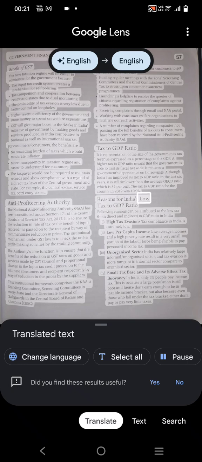Reasons for India's low tax to GDP ratio. The following reasons can be attributed to the low tax, both direct and indirect, to GDP ratio in India.